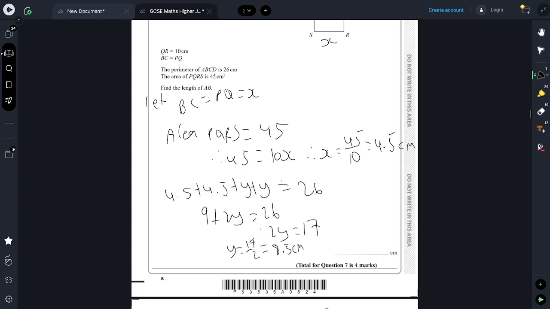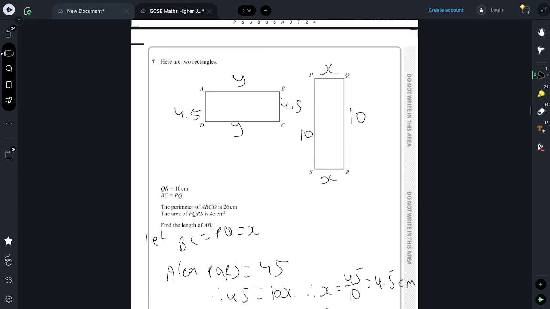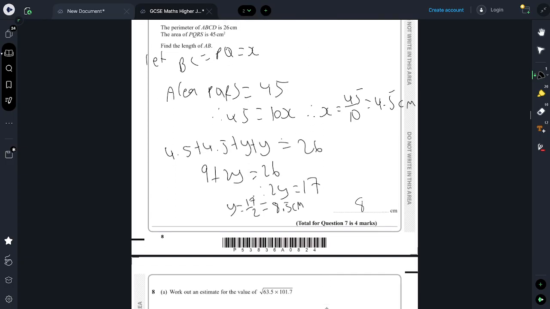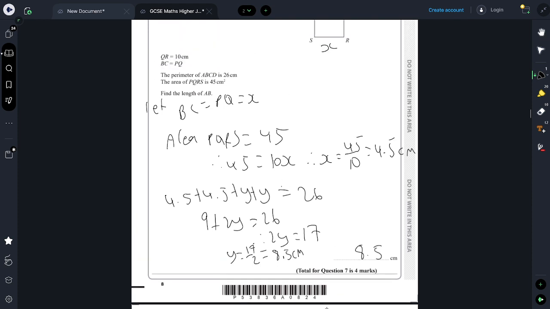You should recognize that. Okay. Now it says to find the length of AB. Well, AB is y, right? This side. So actually it's the same. So it's going to be 8.5 centimeters. So that should be the answer there.